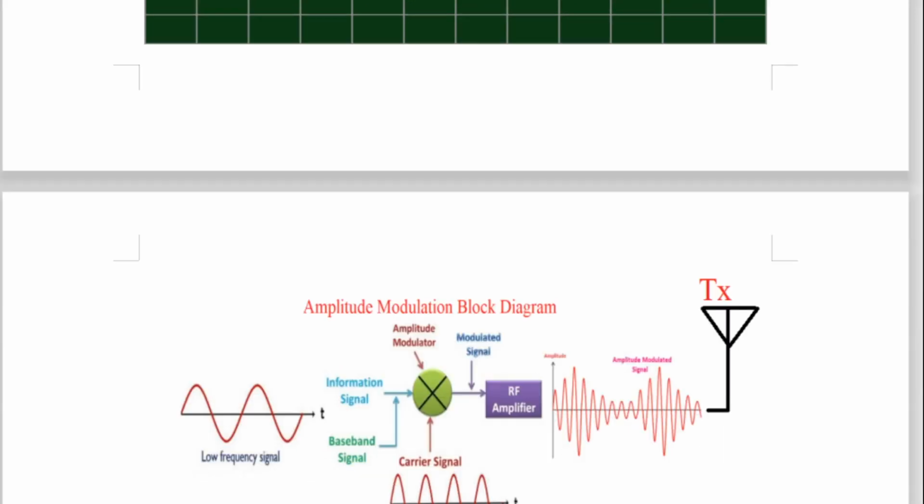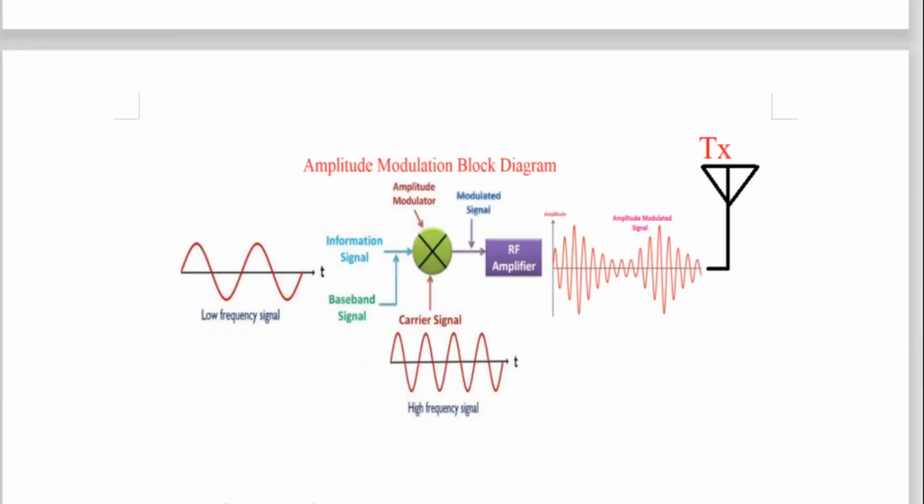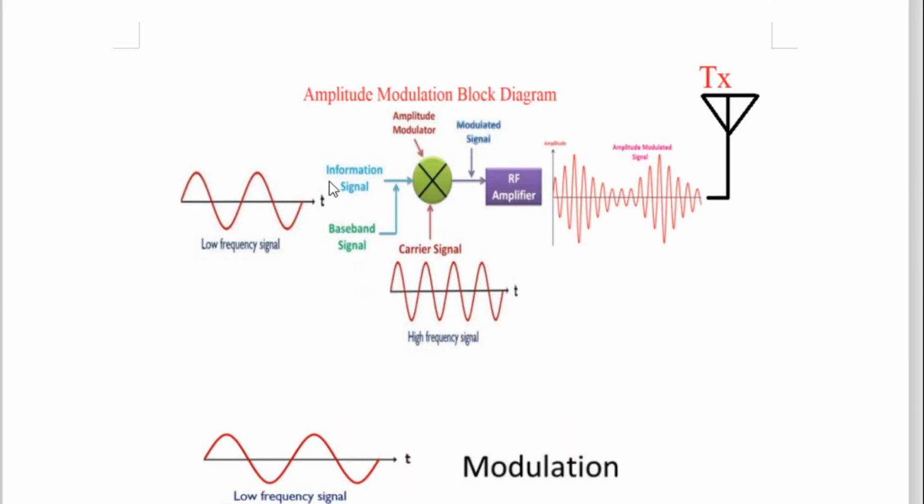Now let us proceed next. So here we have already studied this block. In this block, this is the modulator of what? Amplitude modulation, and that is an electronic circuit. And this circuit works according to amplitude modulation requirement.